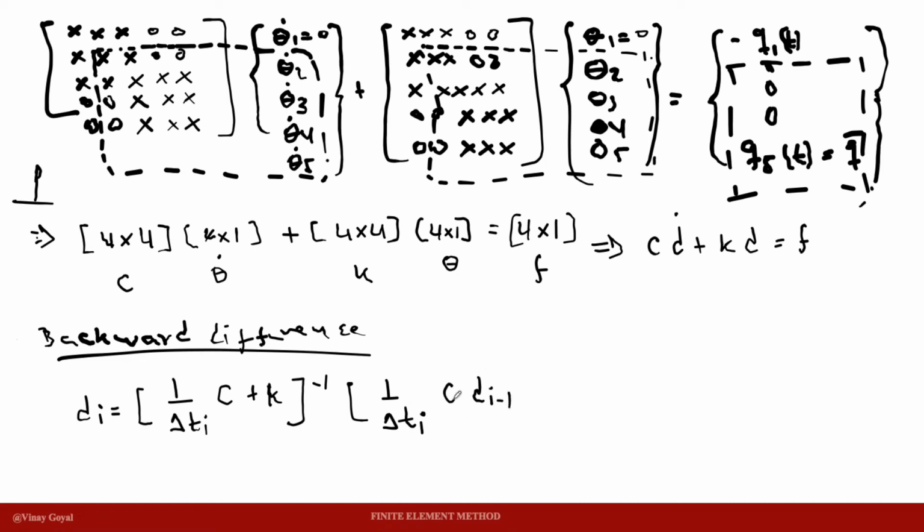In the second term, we have again the time step delta t_i, C the capacitance, d_{i-1} plus f_i. All right. So what do we need now? We need now to apply the initial condition of the problem.